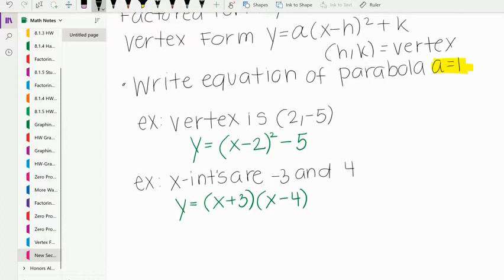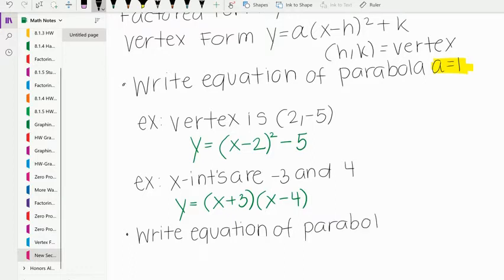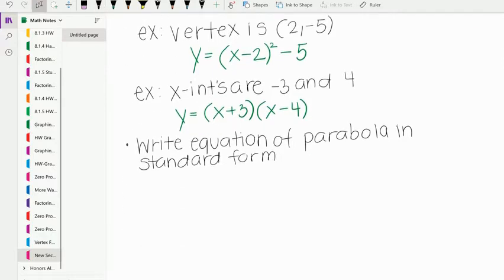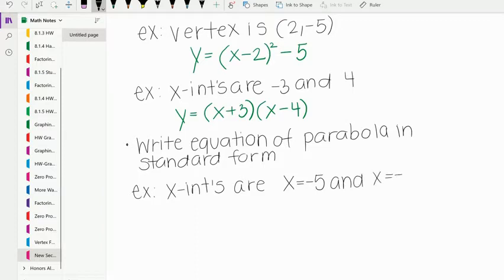So now, what if we specify that it has to be in standard form? So write the equation of a parabola in standard form. It makes it a little bit more complicated, but the nice thing is we can actually start with how we just did it and then transform it into standard form. Okay, so our first example, we are given that the x-intercepts are x equals -5 and x equals -1.